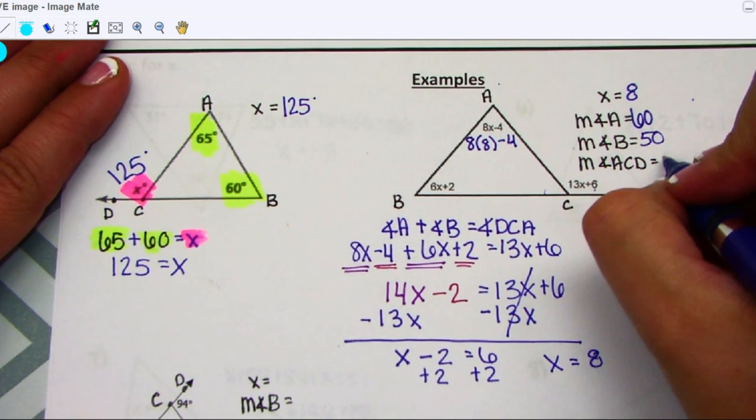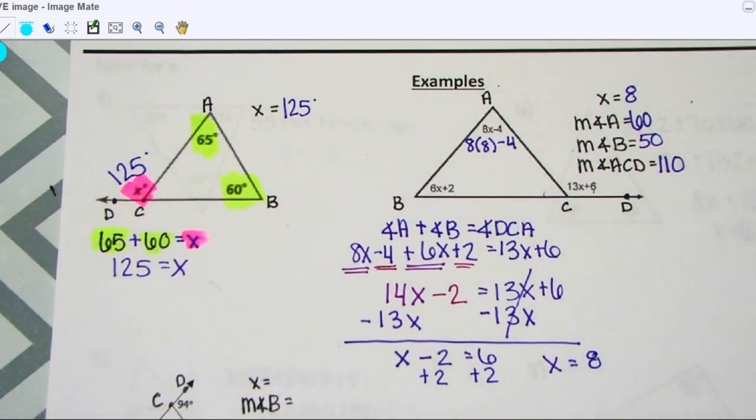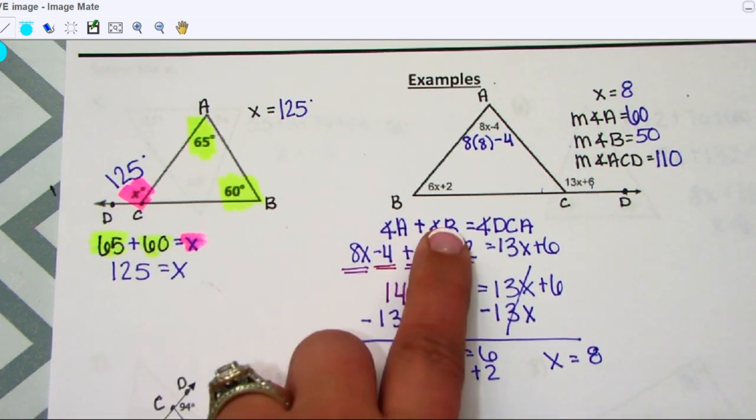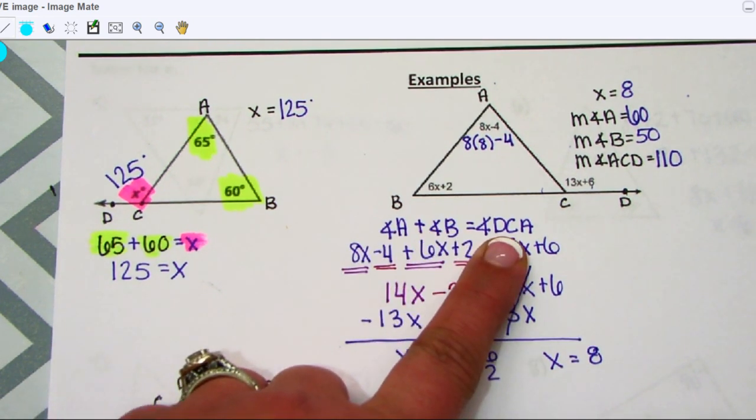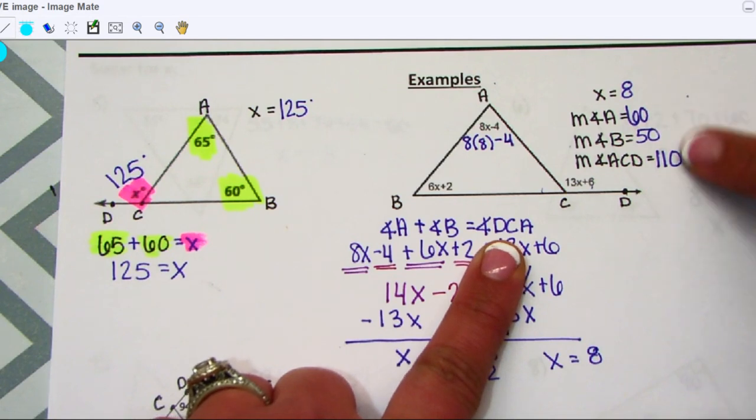Now, there is a way to check yourself. However, the way we check ourselves is not adding them up to equal 180, because remember, we didn't set our equation up that way. How can we use 60, 50, and 110 to make sure that we did this problem right? No, I don't want to subtract. Think about how we set our formula up. Angle A plus angle B had to equal angle DCA. How can we use those over here to check to make sure we did it right?